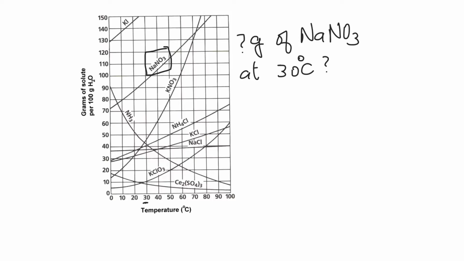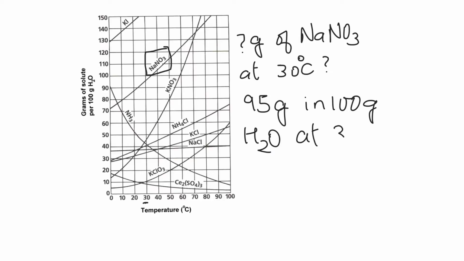So 30 goes up right here, and it looks like that's around 95 grams. So 95 grams in 100 grams of H2O at 30 degrees Celsius.